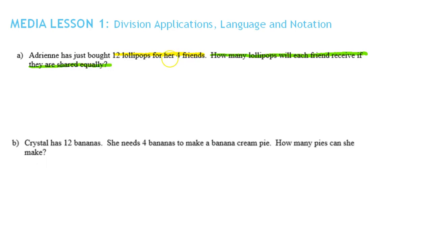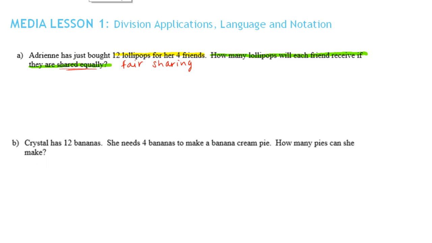So this may seem like a simple division problem, and it is, but I want you to think about the structure of division and what this is asking us to do. And first I want you to notice that it says shared equally. And one application of division is a type we call fair sharing. And this is a fair sharing problem because we have 12 lollipops and we want to share them equally among the 4 friends. So let's start to draw a picture of this.